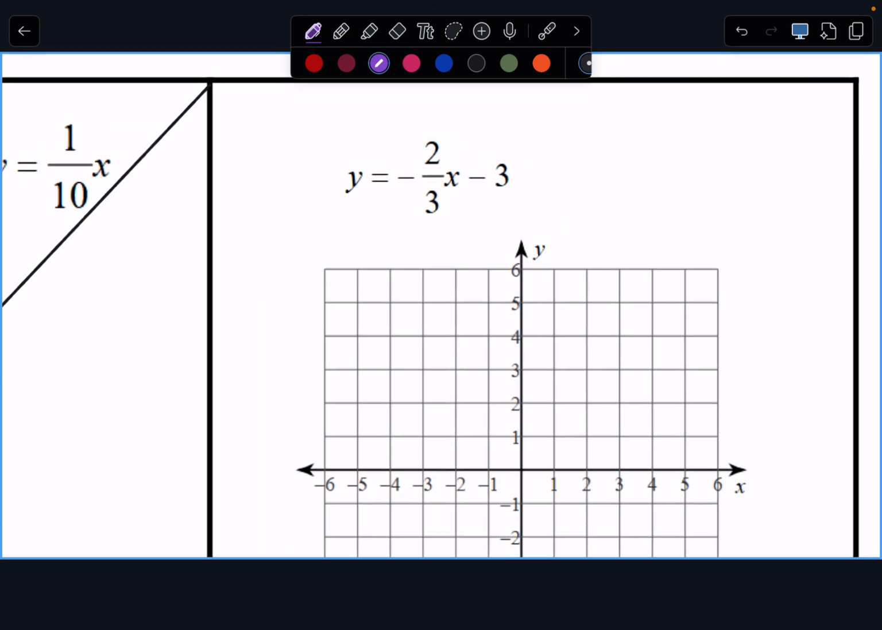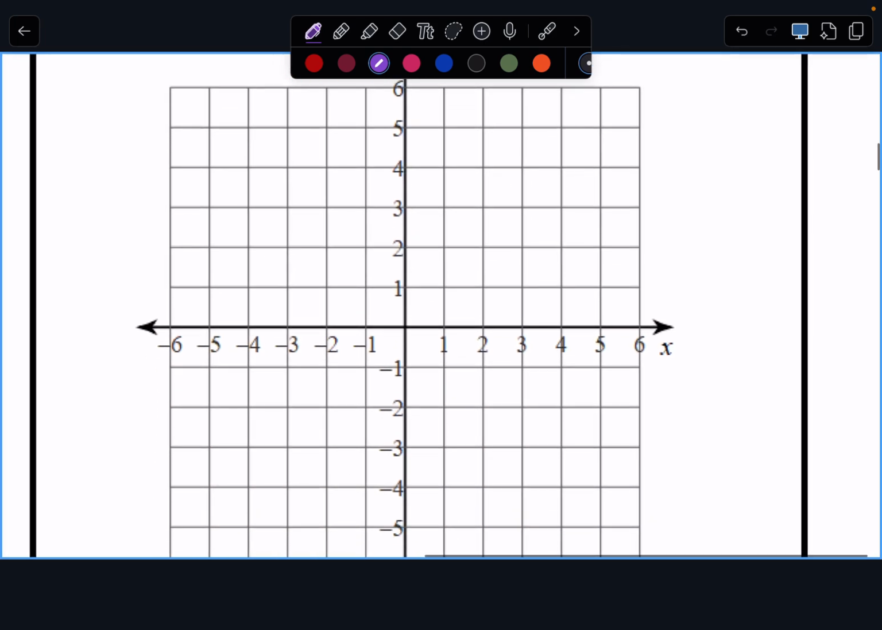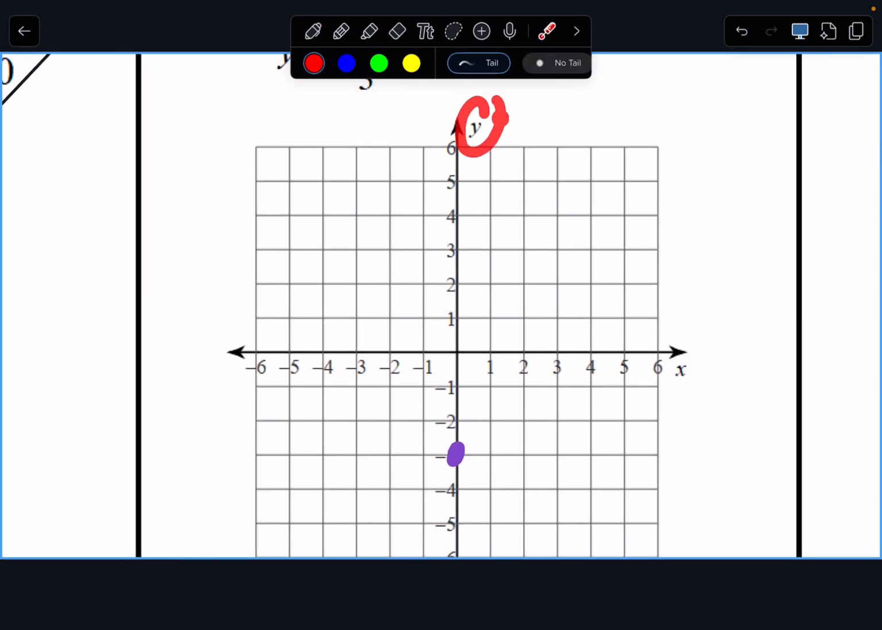So graphing, this first problem here, is it already solved for y? Yes, right? So this is one that's ready to go. So I just need to identify my b value or my y-intercept. That's the number at the end, right? Y equals mx plus b. So that's where I'm going to start. So I'm going to start at negative 3 on the y-axis. So remember, that axis is going up and down. It is also labeled here. If you notice, that one says y. So I start at negative 3.